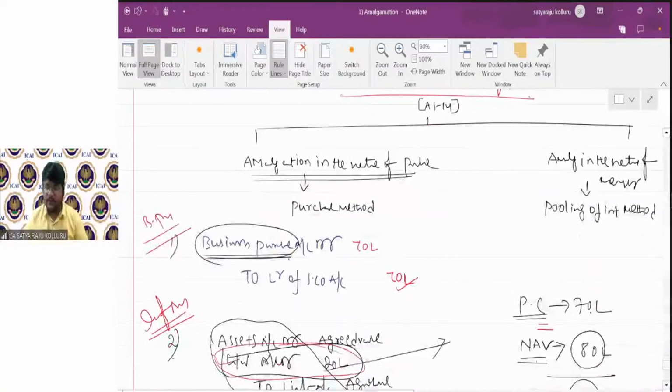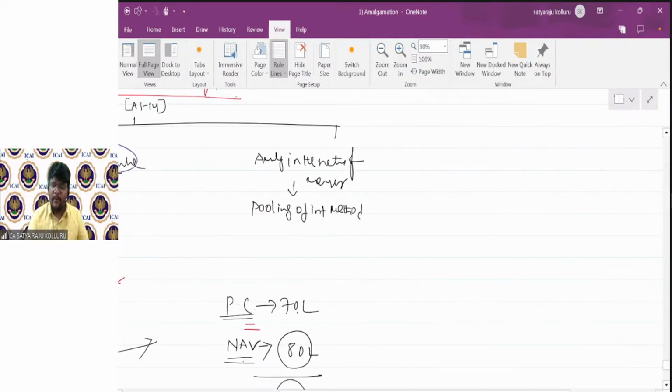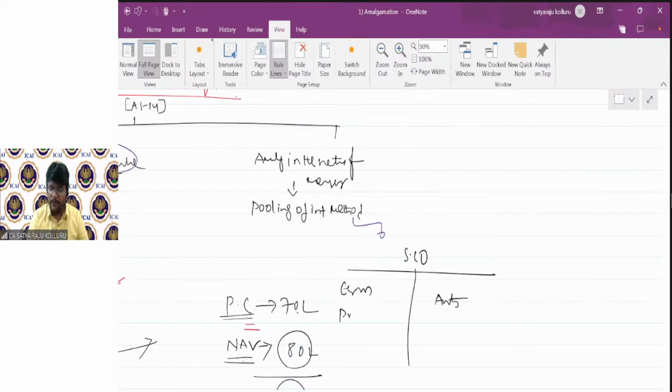So till now, we discussed things related to amalgamation in the nature of purchase only. Now let me give some background for amalgamation in the nature of merger. Guys, in case of amalgamation in the nature of merger, if this is the selling company, we have assets, equity share capital, preference share capital, reserves and surplus, and liabilities also. This is a typical balance sheet of the selling company.